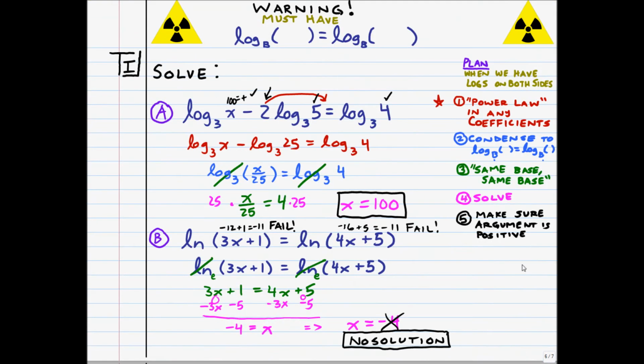Then in our examples, we saw a little bit of everything in there. We saw a little condensing, we saw a little power lawing, we saw some same base slashing, we saw some solving. We even saw a problem where even though it came up with an answer, it didn't have a solution because it turned out that it made an argument negative. So at this point, I feel confident in suggesting that you've seen everything that you need to for pseudo-log equations.